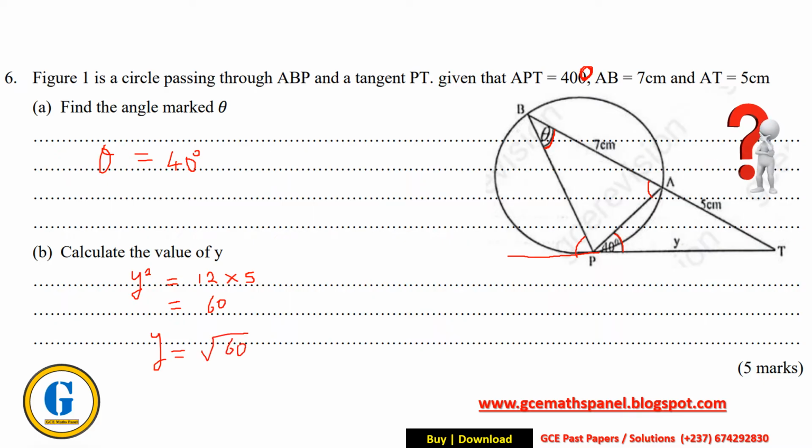And what will that give us? On your calculator, the square root of 60 will be equal to 7.45 to 2 decimal places. So y will be 7.45, and the units are in centimeters. So we take 7.45 centimeters. So that's what you have for that.